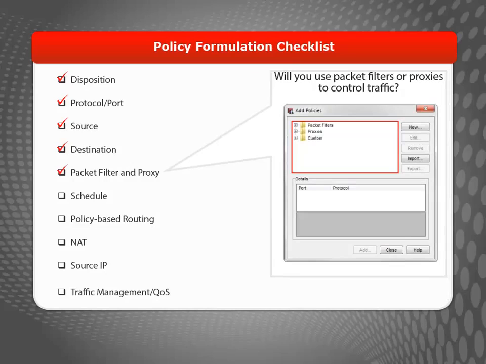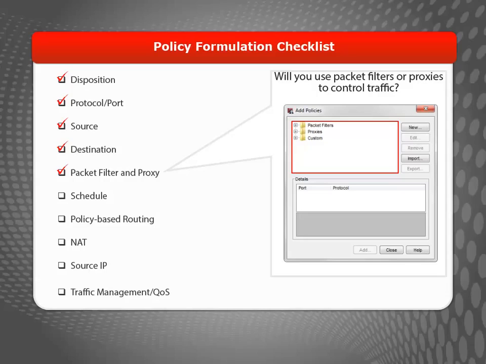Your device uses two categories of policies to filter network traffic: packet filters and proxies. A packet filter examines each packet's IP and TCP/UDP header. If the packet header information is legitimate, then the device allows the packet. Otherwise, the device drops the packet.